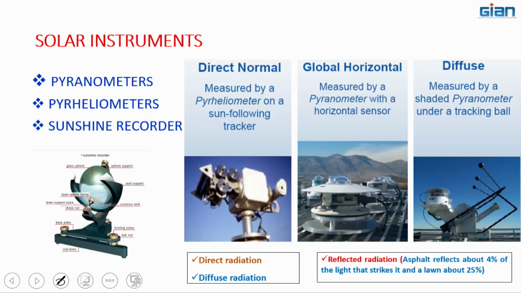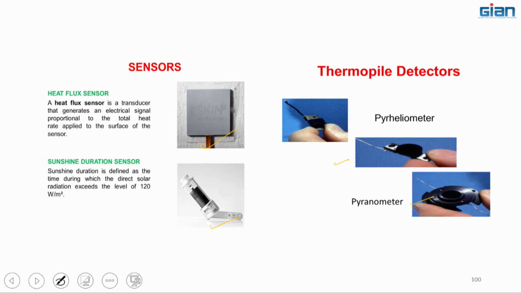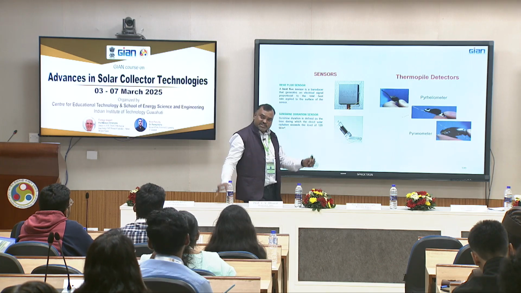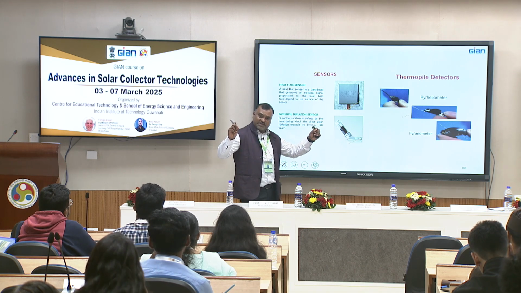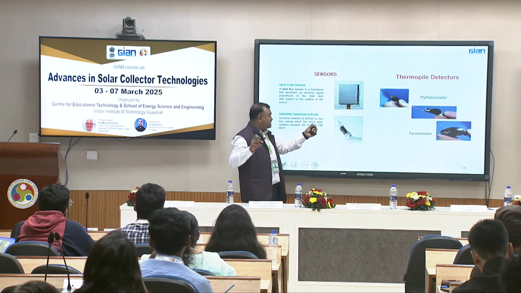And these are the instruments I was talking about: heliometer, pyranometer, and then we have the sunshine recorder. These are the instruments normally we use for solar radiation purposes. And these are sensors we use because we need knowledge of thermal conductivity and thermocouple functions. If you have two dissimilar metals and you keep them at two different temperatures, it will generate EMF. That principle we apply.